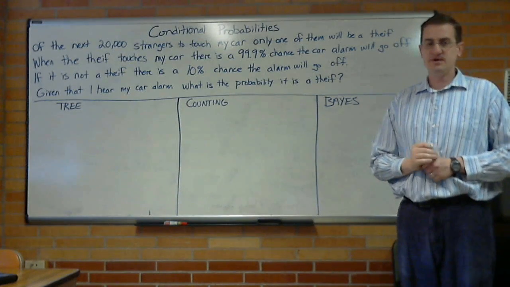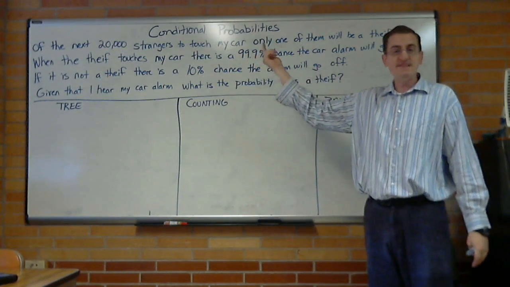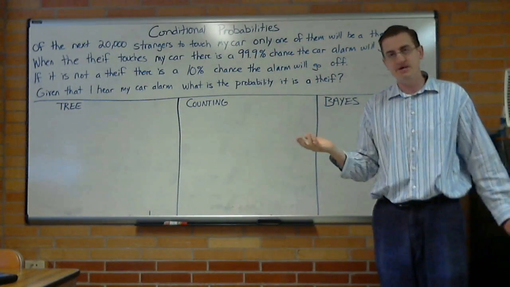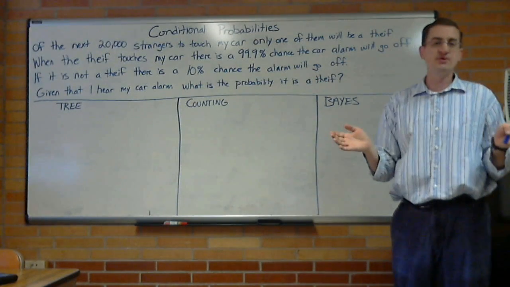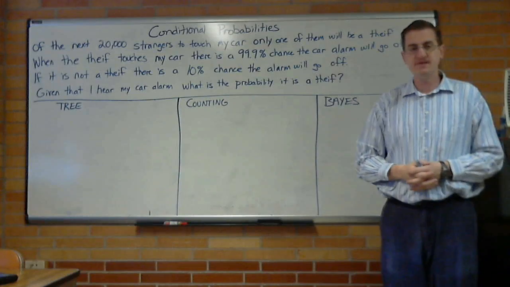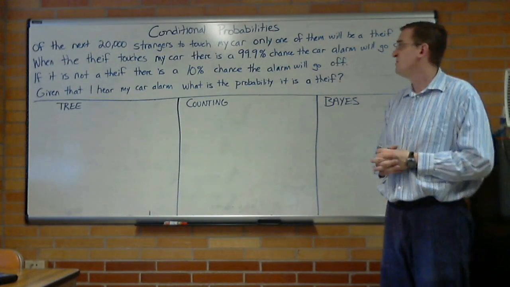I currently don't have an alarm on my car, but at one point I did own such a car. If 20,000 strangers, sometimes people I knew, but strangers to the car, touched it, 1 out of those 20,000, we'll say, is going to be a thief. That probably is already high. This is Laramie, okay?